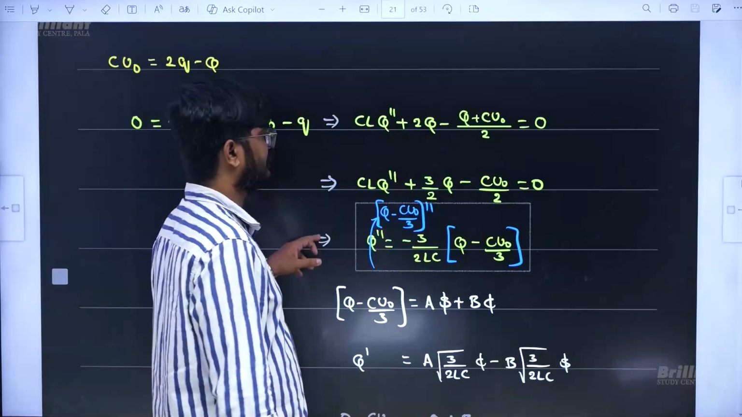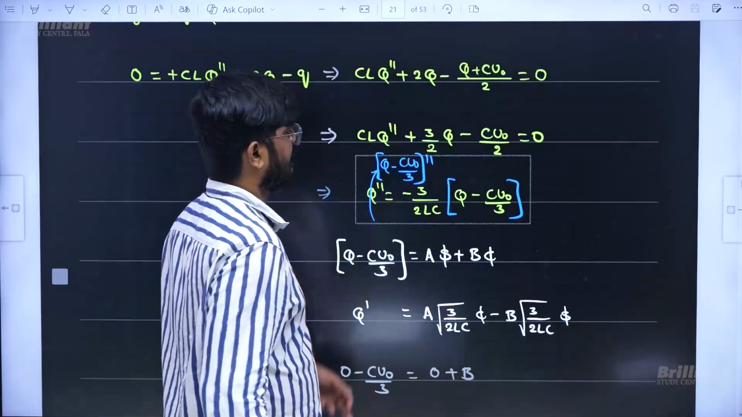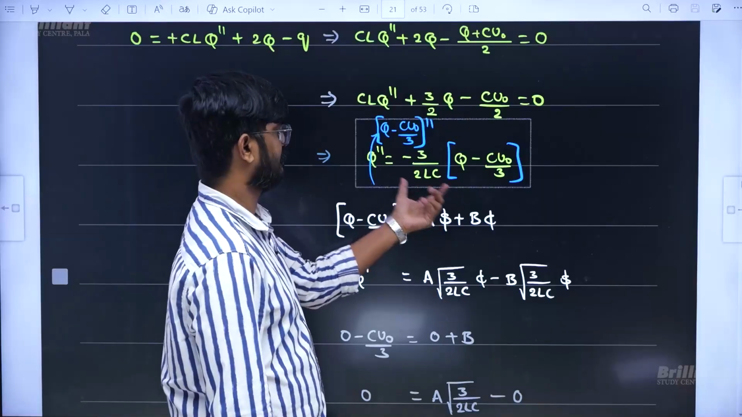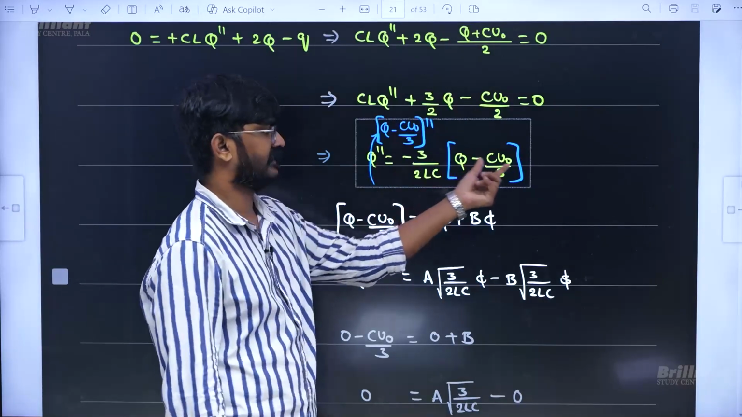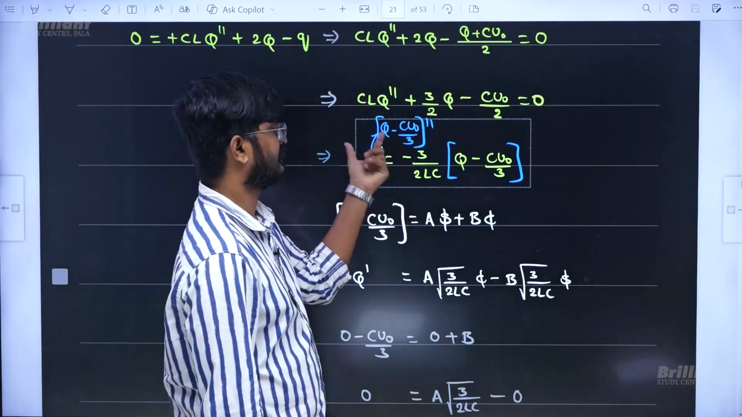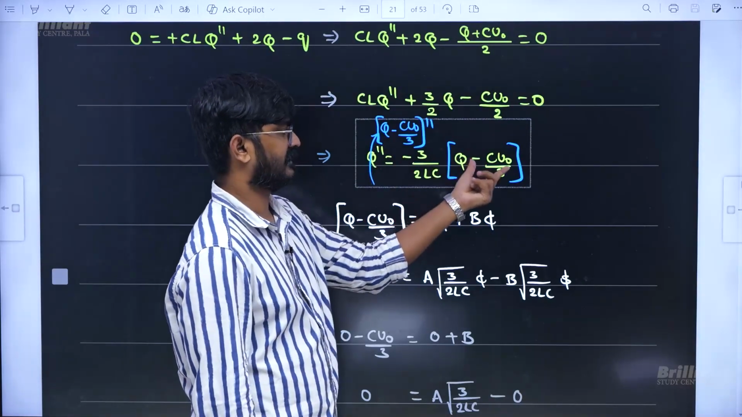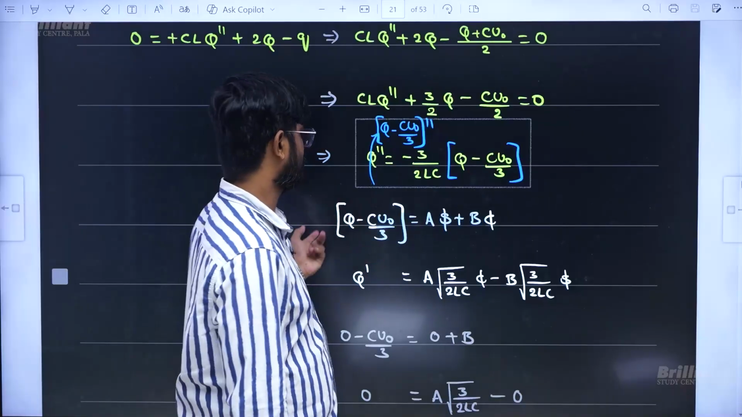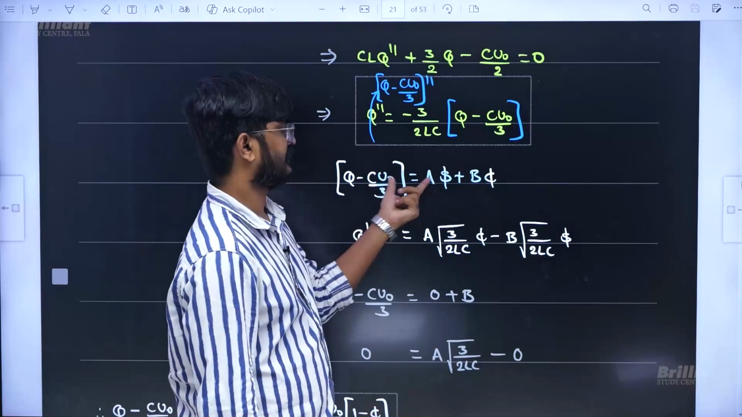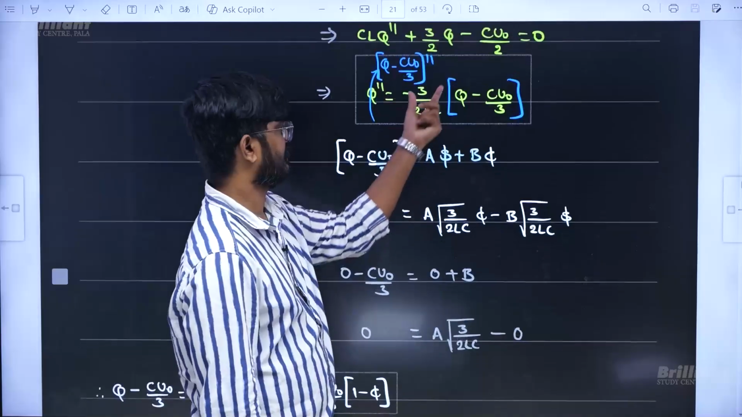Then you will be getting an equation in terms of Q and Q double dash. Then you can see it is going to be of the form SHM. I am just writing Q double dash as Q minus CU naught by 3, whole double dash, so that it looks like something double differentiation equals minus omega square times of that thing. Then the general solution is that particular thing equals A sin omega t plus B cos omega t, where this is omega square.